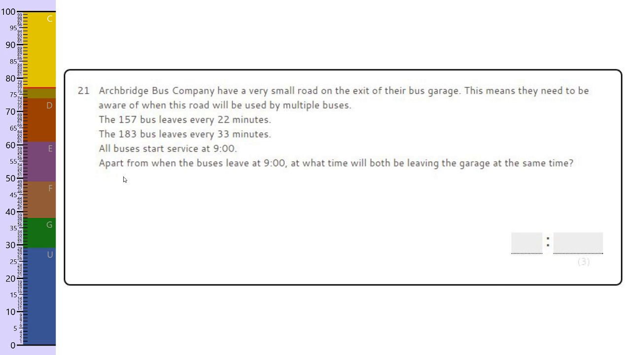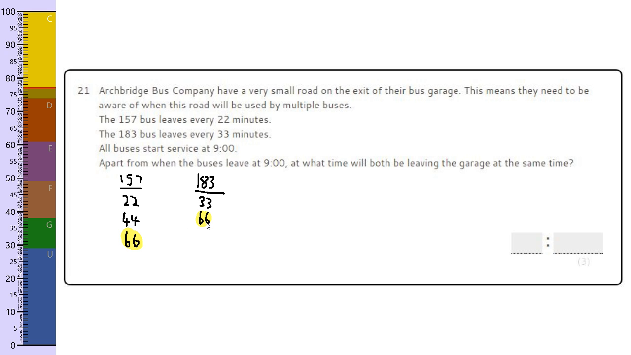Okay, so for this one, the 157 bus leaves every 22 minutes. So it's going to leave 22 minutes, then 44 minutes, and you can just keep adding 22 in your calculator if you want to. Then 66 minutes. Okay, I'm going to stop there. Then the 183 bus leaves 33 minutes, and then 66 minutes. And as soon as you get a number in both lists that's the same, which I have here, you've found the lowest common multiple. And this is all this question is. It's about lowest common multiple.